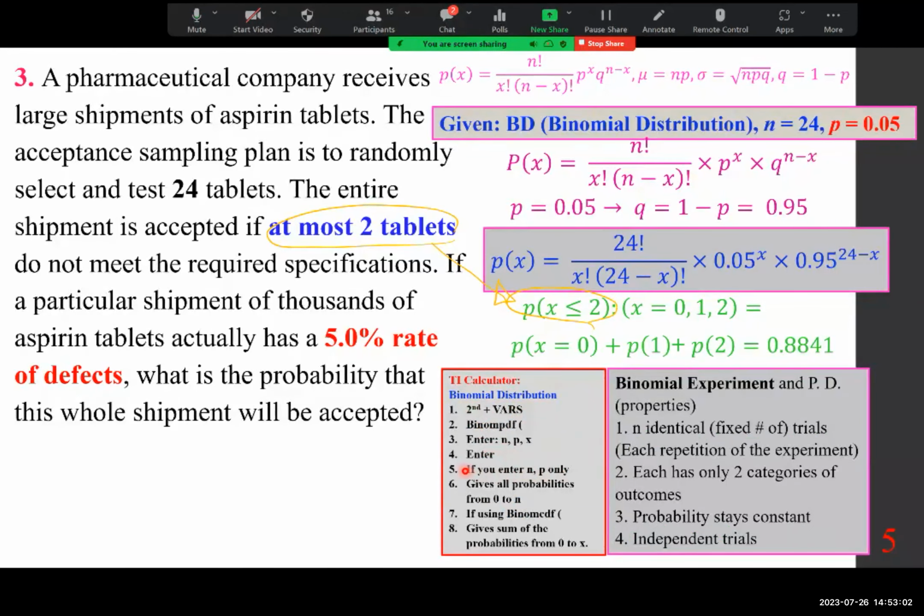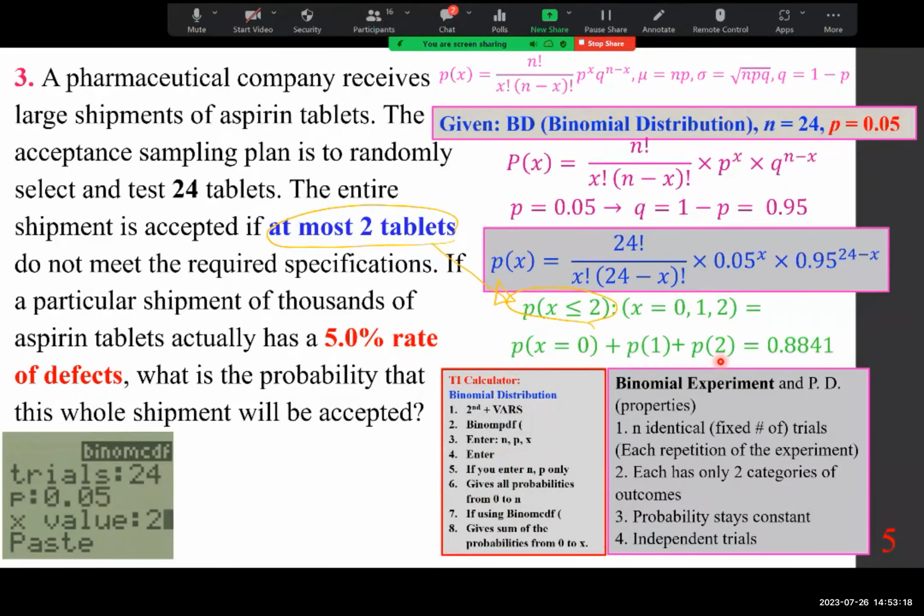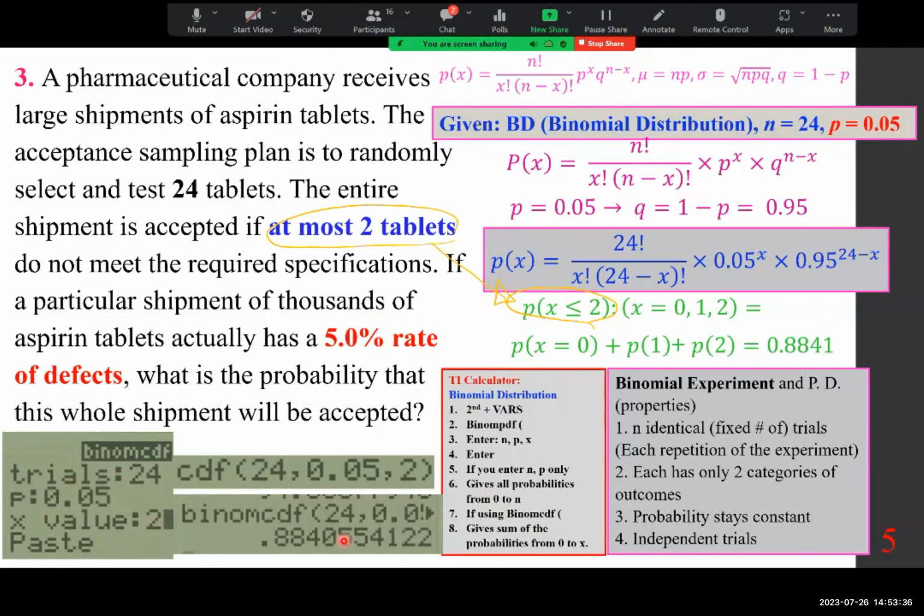You enter N, P, X, and if you enter N and P only, it gives all probabilities of 0 to N. If you use binomial CDF, it gives the sum of the probabilities from 0 to X. We want from 0 to 2. So binomial CDF, trials N is 24, P is 0.05, and probability of X less than or equal to 2. If you plug in, it gives you the answer where you have it here.